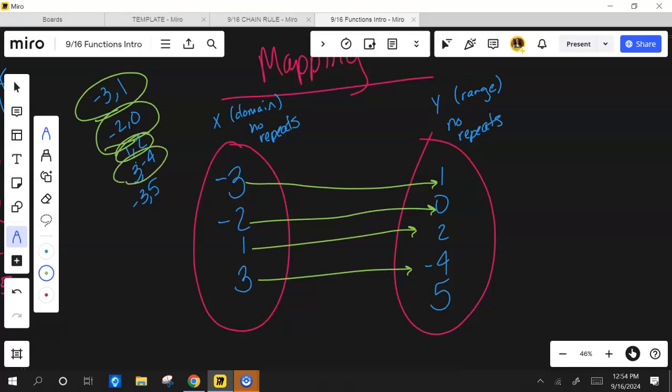What's this last one do? What's it say? So start at -3. I got to go back up to this -3, and it goes to 5. Does that make sense with the mapping? I'm just drawing an arrow to the y that goes with it.